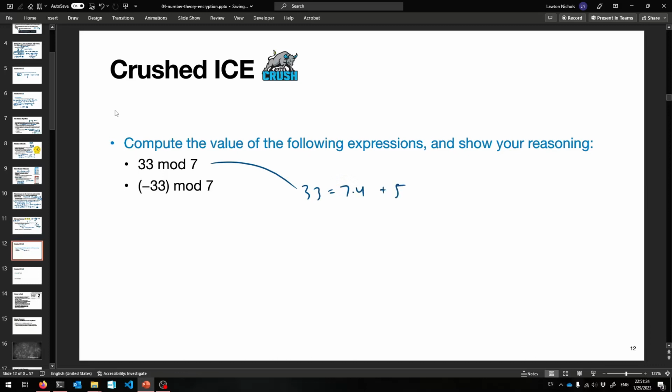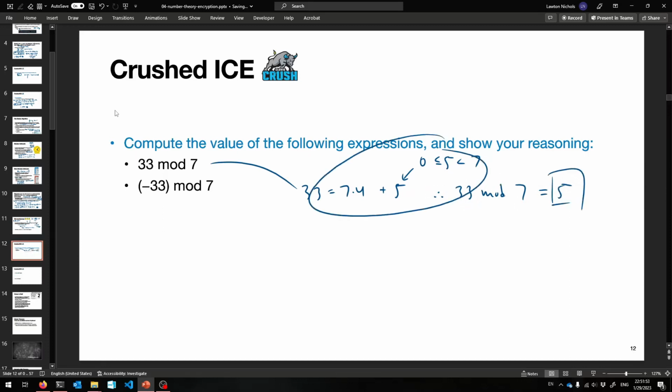And I need to show that this 5 is our remainder. That's the thing you get back when you use mod. I need to show then that this 5 is between 0 and strictly smaller than 7, and that this uniquely adds up to 33. So that is the reason why 33 mod 7 is equal to 5. There's 5 left over. So that's the answer.